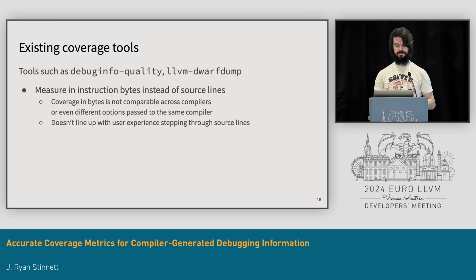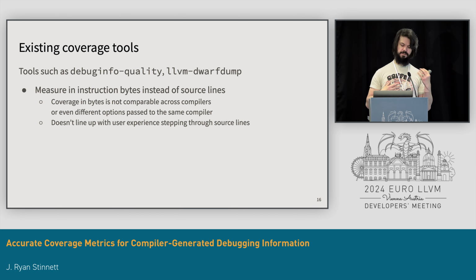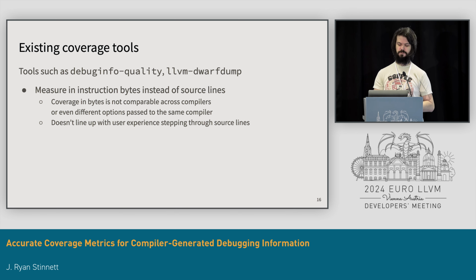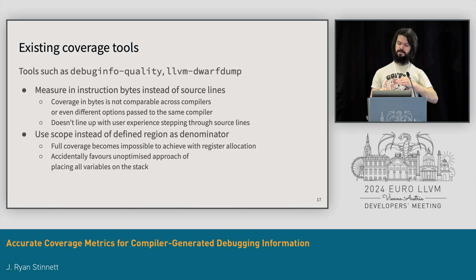Right, okay, so just to summarize all that, these existing tools measure coverage in bytes, which is hard to compare across compilers and also different options of the same compiler. And it doesn't really line up with the user experience either. There is value to measuring it at the level of instruction bytes sometimes, but I think it's more important to be closer to the user experience, which is often at the level of stepping through source lines, and you'd like to know what your coverage is at that level of source lines. And also, existing tools use the full scope of a function or a block instead of just the area where a variable might be defined. So it can become impossible to achieve full coverage.